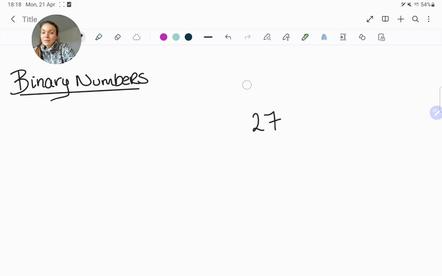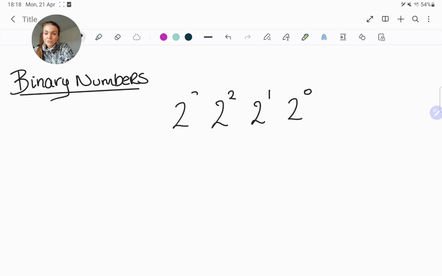Okay, so in binary, all of the numbers are to the base of 2, and we start with the power of 0 and we work up. So we have 2 to the 0, 2 to the 1, 2 to the 2, 2 to the 3, 2 to the 4, and so on. You're kind of writing backwards, almost into yourself. There's a couple of ways of doing them. Some kids like to draw a table for them.